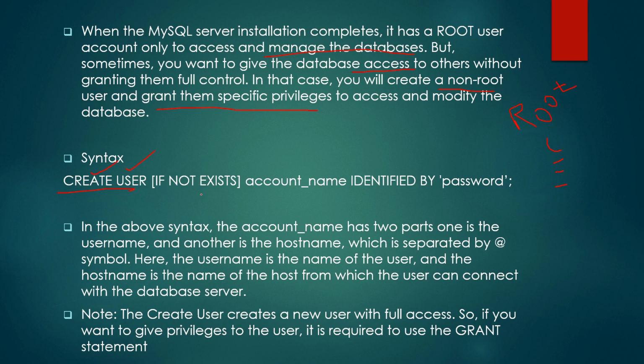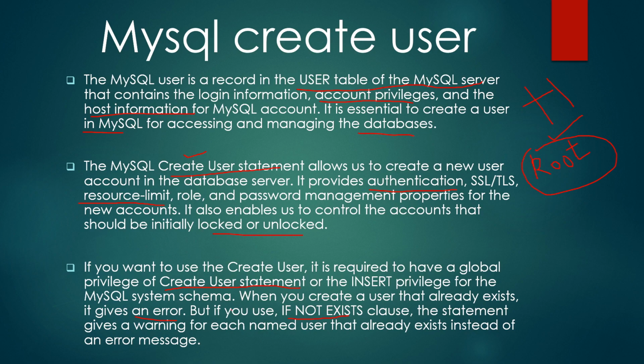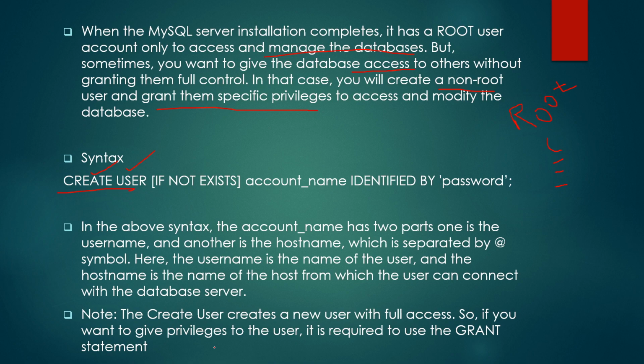So if not exists is a clause. So basically I'll just read this part. Here it says when you create a user that already exists, it gives an error. So if a user is already created and I try to create the same user again, it will give us an error. But if you use this clause, if not exists, the statement gives a warning for each named user that already exists instead of an error message. So if you use this clause, you won't get an error message. Instead, you will get a warning. That is better. Instead of getting an error, getting a warning is much better.